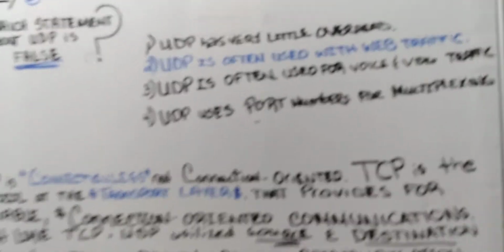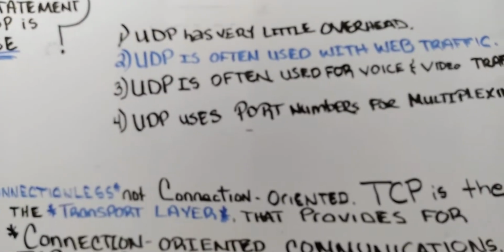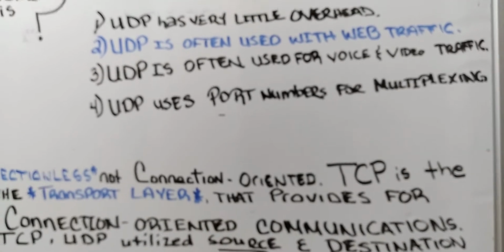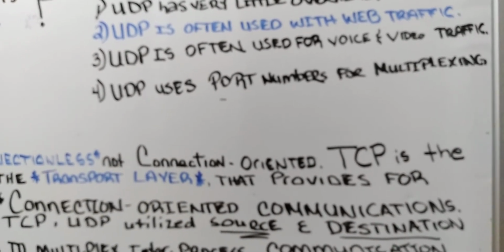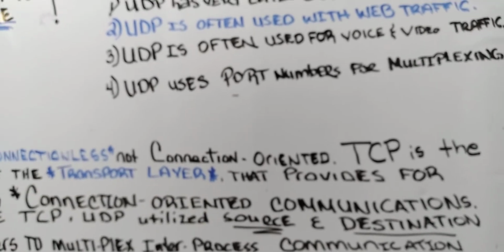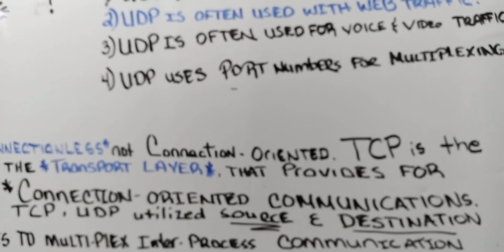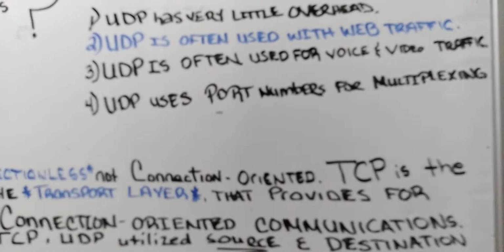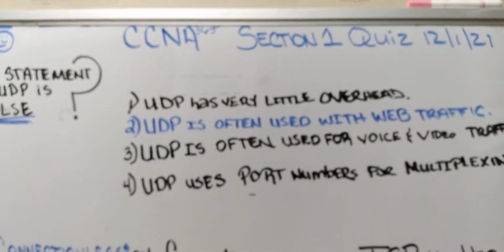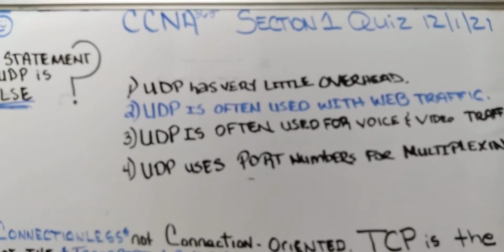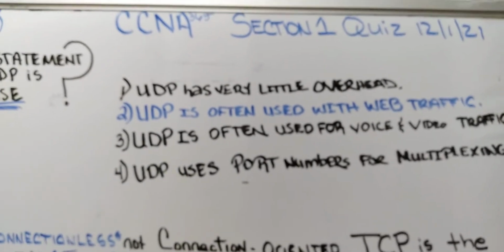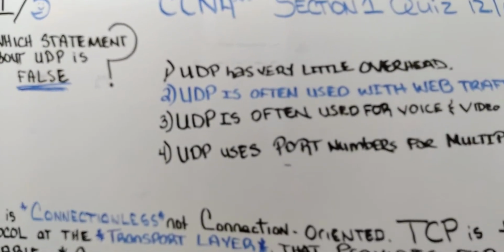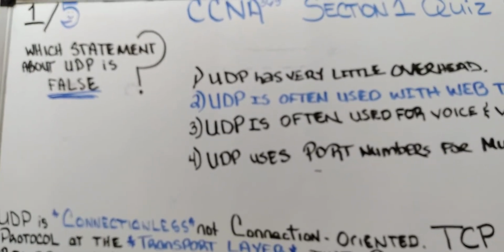So let's start. Which statement about UDP is false? UDP has very little overhead. UDP is often used with web traffic. UDP is often used for voice and video traffic. Or UDP uses port numbers for multiplexing. Now, we did go over this when we went over UDP and TCP.